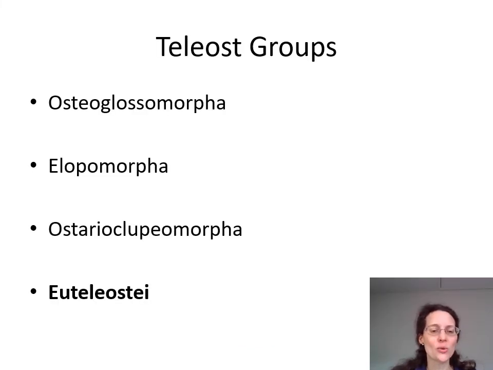And this takes us to our last group. So we've made it through the Osteoglossomorpha with the bony tongue, the Elopomorpha, those are the elongate ones you can think of as our eels, our bonefishes, and tarpons, and the Asterioclupeomorphas, which are a very diverse group of fishes, including everything from our minnows and our piranhas to our catfishes. And this takes us to our last major group of teleosts, our Euteleostei.